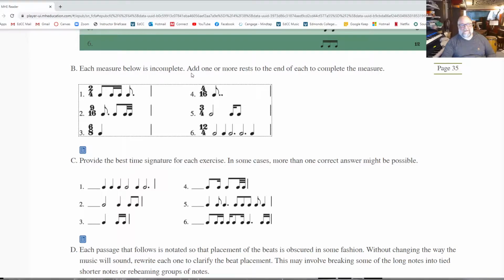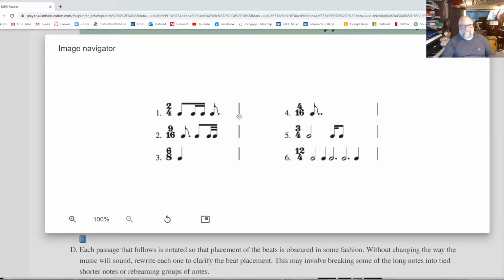Each measure is incomplete. Add one or more rests to the end of each measure to complete the measure. So these are incomplete measures. Let's dive right into it. Now, bottom line, gang, you cannot do this if you don't know what the beat note is for a time signature. So if you're still working on that, go practice more. There's self-test practice here earlier in the chapter. Do the workbook assignments, check your answers, ask questions, but you need to be able to identify the beat note of a given time signature in order to do these exercises.